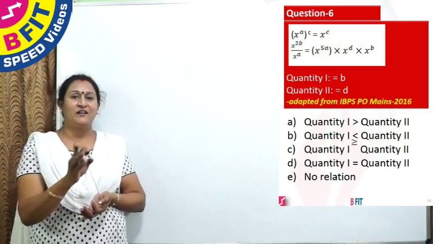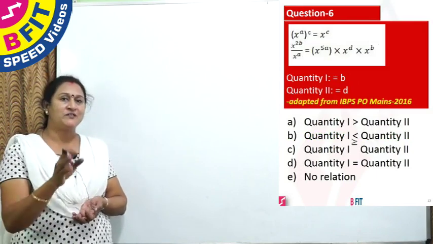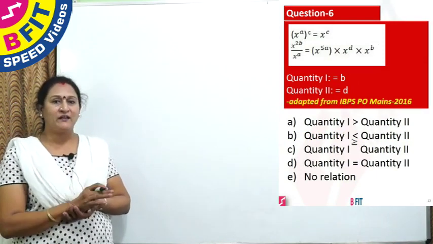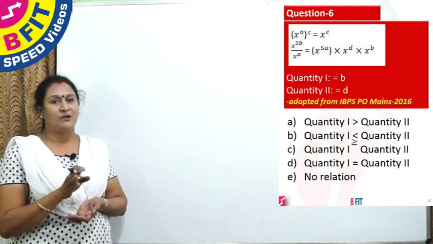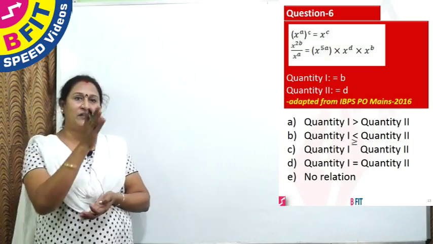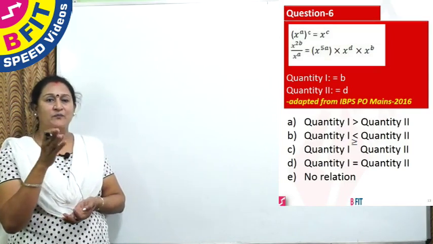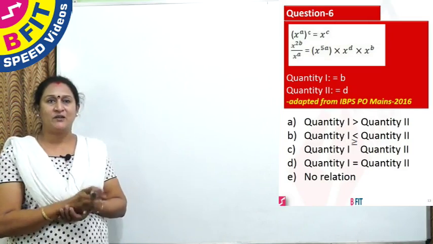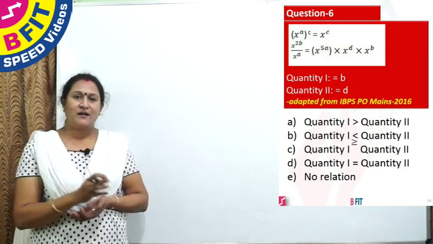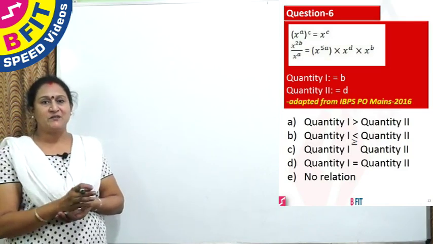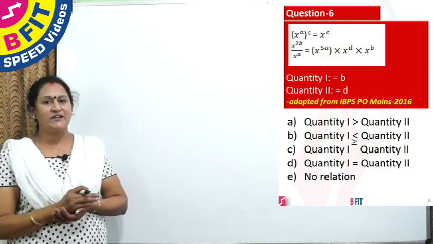So here we have another question given as quantity 1, quantity 2. Quantity 1 is b, quantity 2 is d. We have to find whether b is lesser or greater or equal to d. For that we have been given a set of equations. So we have x power a, the whole power c, equal to x power c, and all such working. This seems to be very complicated, but knowing the concepts of exponents, we can easily solve it. So this is very simple also. Now we'll see the working.